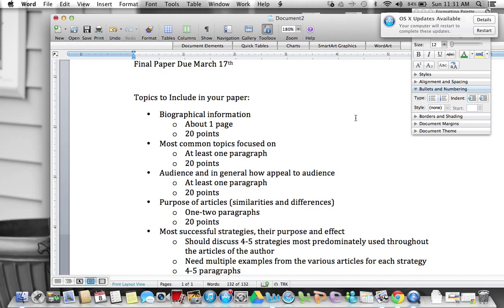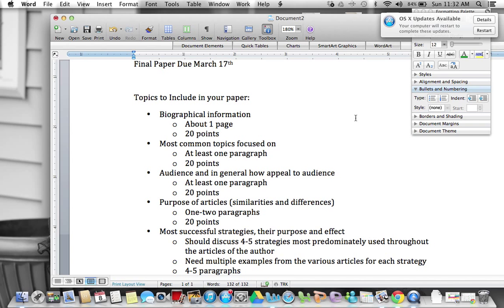Topics to include in your paper. The first thing that you're going to start with is some biographical information about your author. That should be about a page, so looking at 2 to 3 paragraphs. You will need to do some other research to have information about who they are, what led them to be a writer, what things about them possibly influenced their writing. That will be 20 points. Any information that you do take from other sources, you obviously need to cite, and you will need to have a works cited page.